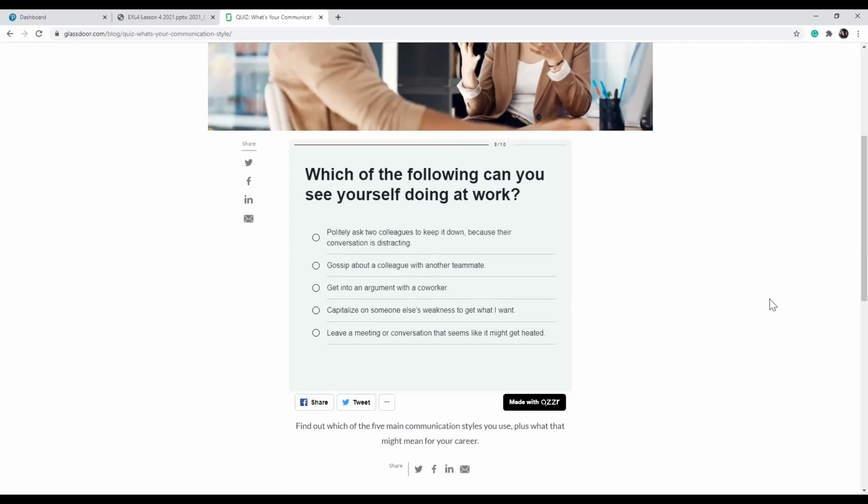Which of the following can you see yourself doing at work? Politely ask your colleagues to keep it down because the conversation is distracting. Gossip about a colleague with another teammate. Get into an argument with a co-worker. Capitalize on someone else's weaknesses to get what they want. Leaving a meeting or conversation that seems like it might be heated. I would politely ask your colleagues to keep it down. Okay.